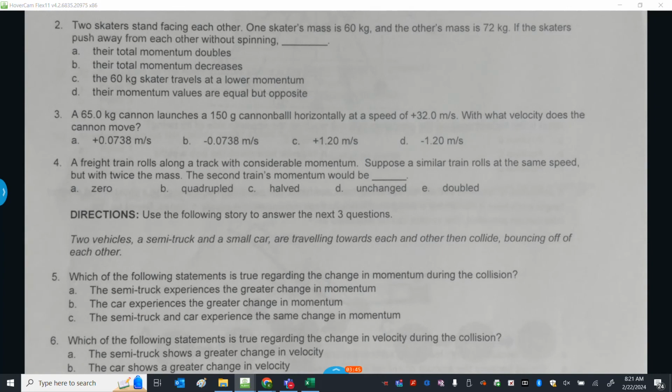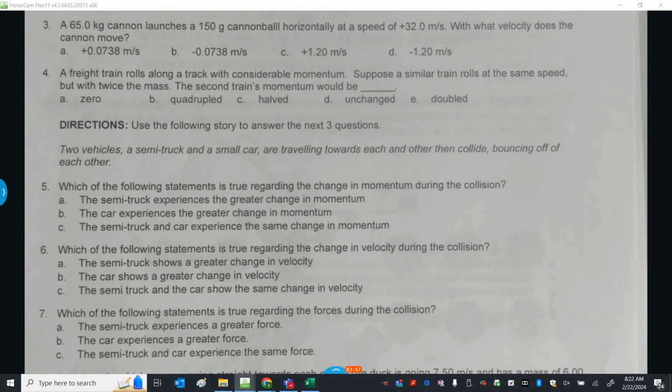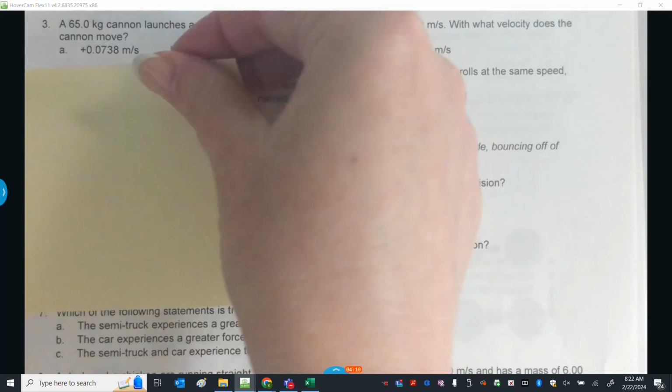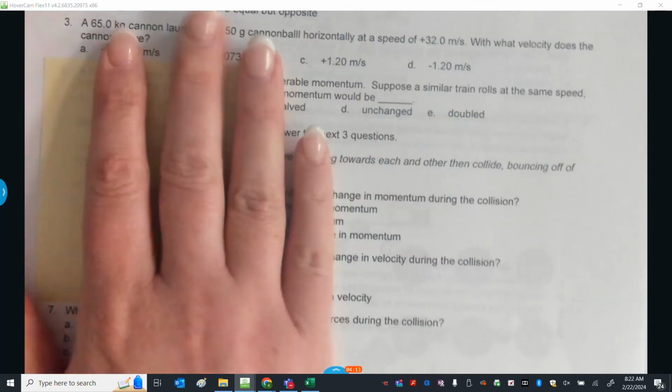All right. Number 3. 92% of you guys got right. It says a 65 kilogram cannon launches a 150 gram cannonball horizontally at a speed of 32 meters per second. With what velocity does the cannon move? Okay, and if you look at this, this is a calculation of a recoil type of collision. We just looked at a recoil in the previous question, but now we're going to do some math with it.